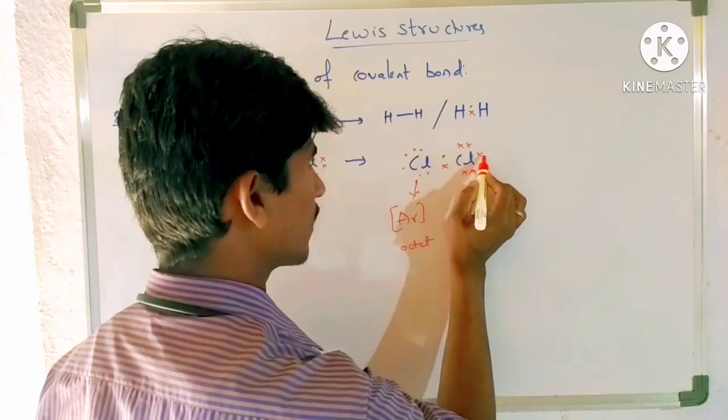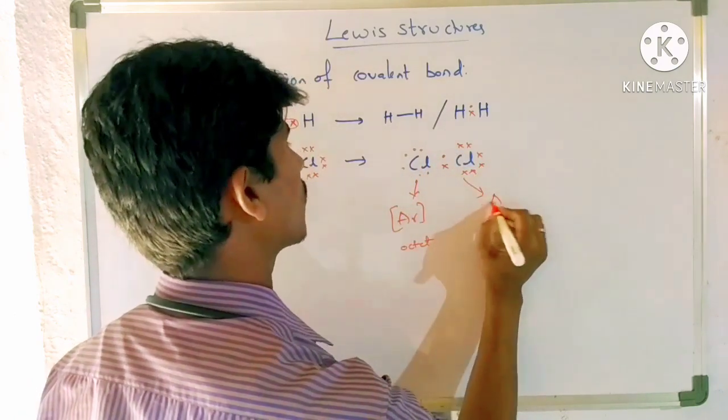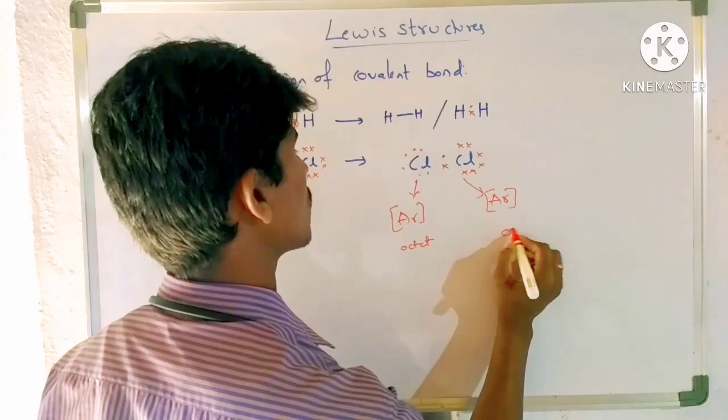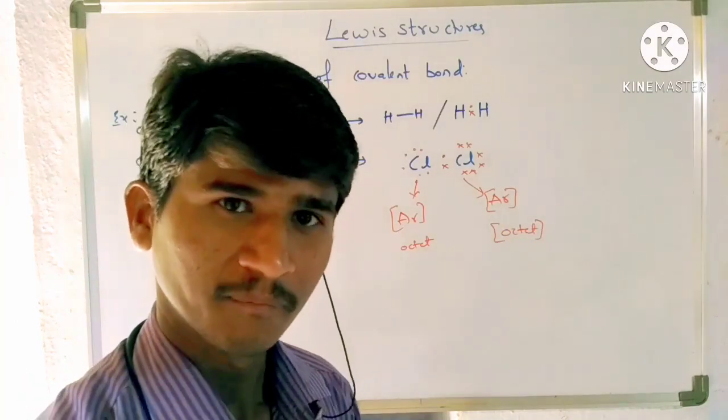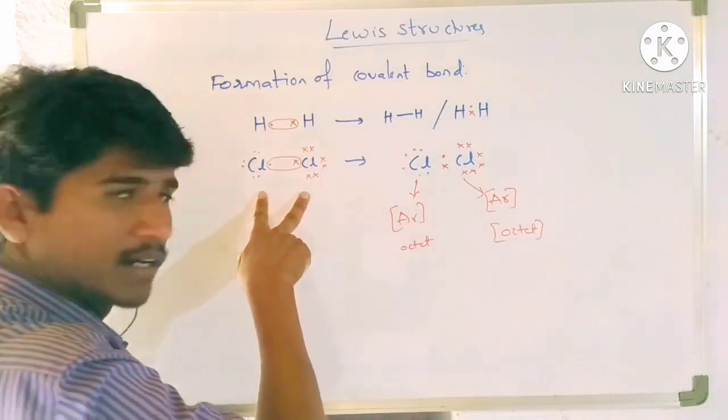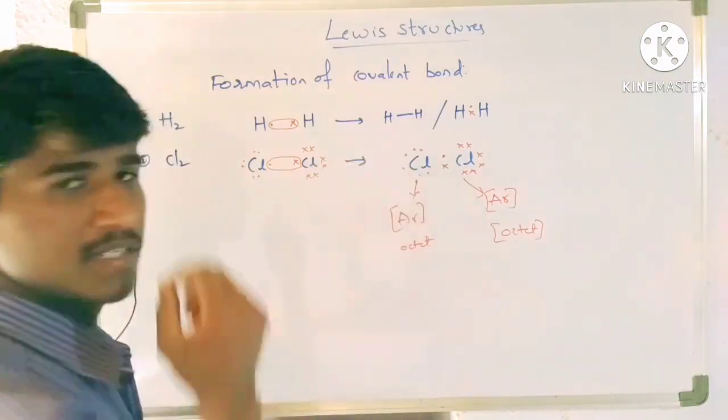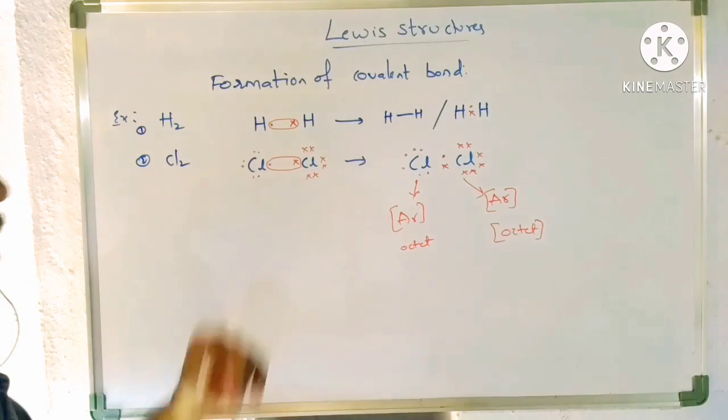It has how many electrons? 1, 2, 3, 4, 5, 6, 7, 8. So it also got argon configuration, that is octet. So it also gets stability. So due to sharing of the electrons between 2 atoms, the stability has arisen. So this is happening there.